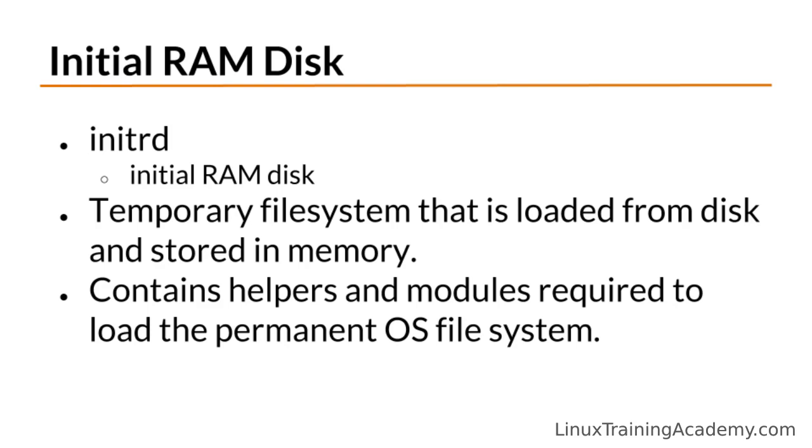The initial RAM disk, abbreviated init-rd, is a temporary file system that's loaded into memory when the system boots. This file system can contain helpers that perform hardware detection and load the necessary modules, sometimes called drivers, to get the actual file system mounted. For example, if the root file system is stored on an LVM volume or Logical Volume Manager volume, the init-rd image will contain the kernel modules required to mount that logical volume as the root file system. Once the init-rd mounts the actual root file system, its job is done, and the operating system continues loading from the real root file system.